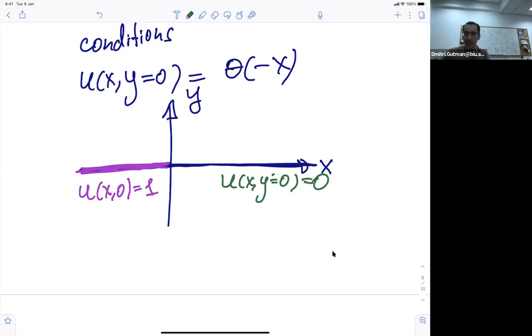Okay, so how are we gonna solve this problem? We're gonna employ the ideas of complex analysis. In particular, we know that real and imaginary part of any analytic function are necessarily harmonic functions. So if only we can now guess, quote unquote, an analytic function such that its real or imaginary part will have the right values on the real axis, then the problem is solved.